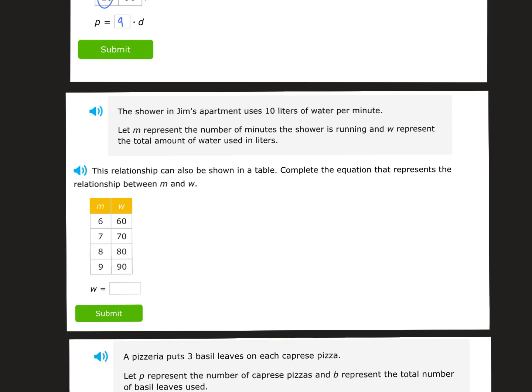So now these are ones where we want to take a little bit more care into reading these, because they can be tricky. The shower in Jim's apartment uses 10 liters of water per minute. So this right here is our constant. It will never change. And we need to look at our chart and we need to solve. Well, if we go from 6 to 60 and we use 10 liters of water, we'll have W is equal to 10 times M.